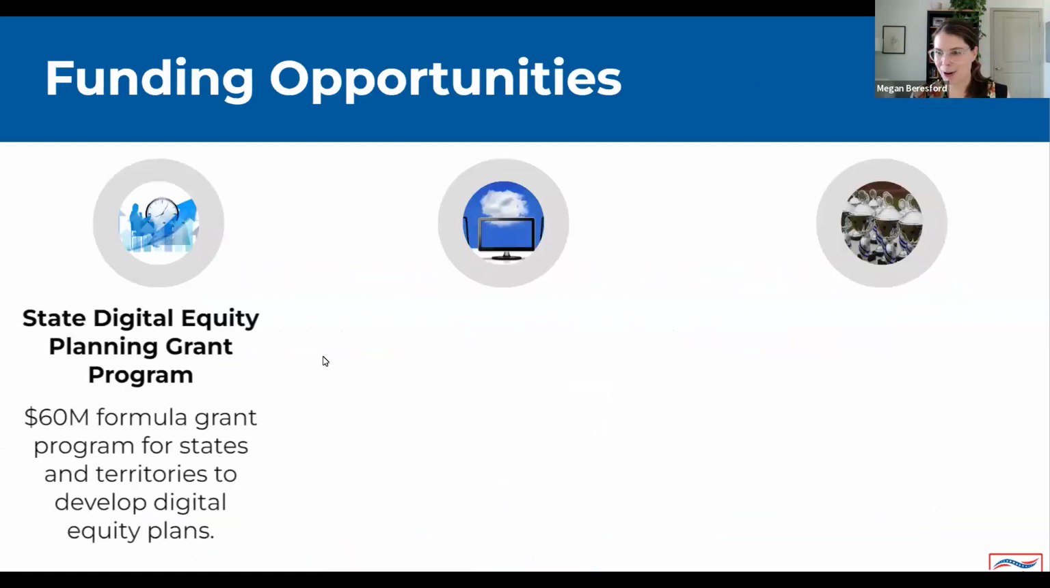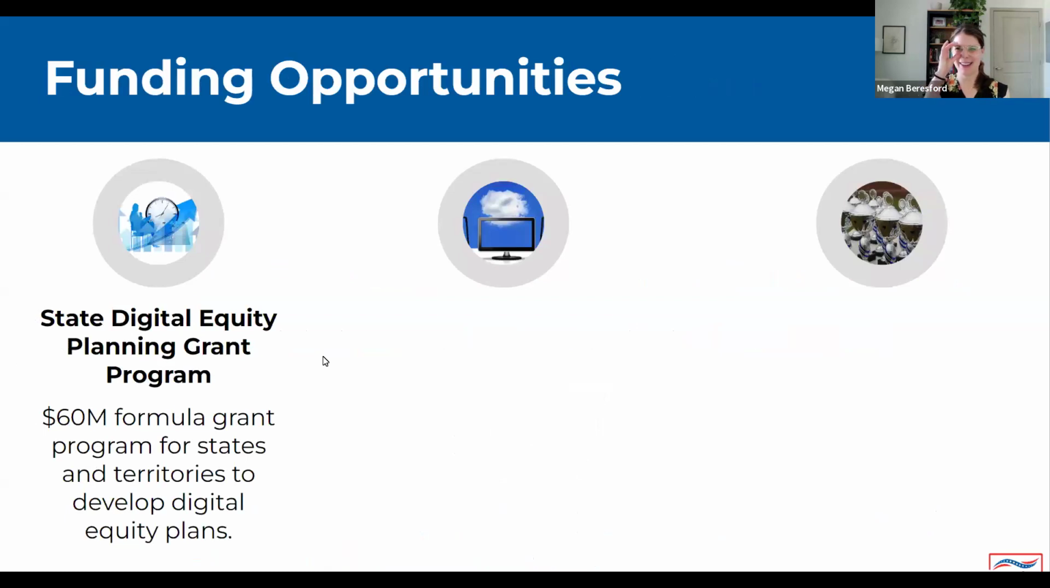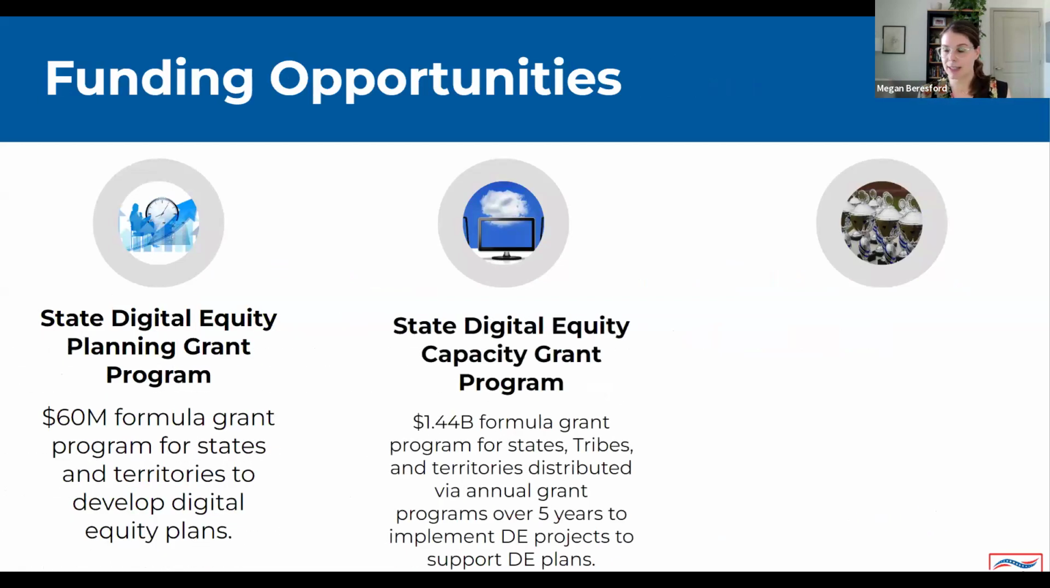So what are these programs that I keep talking about? First up, in this Digital Equity Act, we have the State Digital Equity Planning Grant Program. This was a $60 million formula grant program, which means the amounts that the states were getting were a set amount. They weren't competing for it. And it went to develop these digital equity plans. So this program has happened. All of the states have a digital equity plan that they submitted to NTIA and got approved.